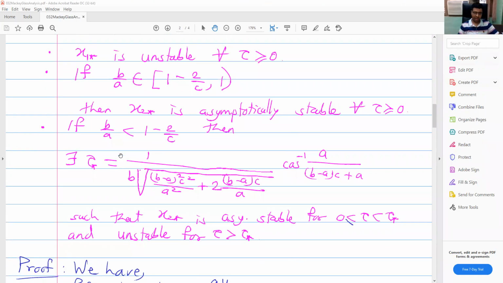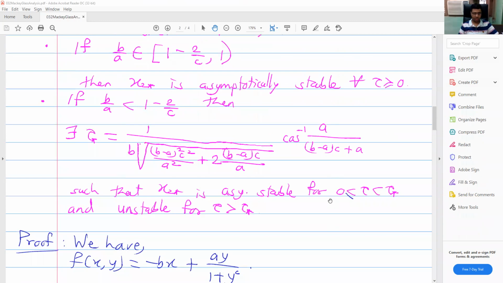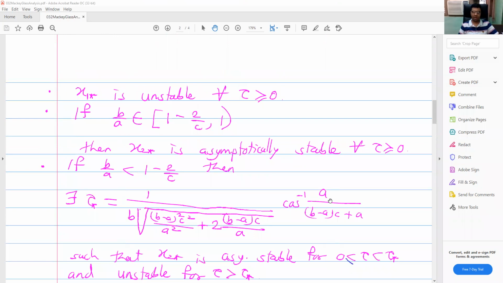We also have seen that there is one critical value tau star given by this expression such that equilibrium x2 star is asymptotically stable for 0 less than or equal to tau less than tau star and unstable for tau greater than tau star. X1 star is always unstable. So let us use Mathematica from the cloud and verify these results.